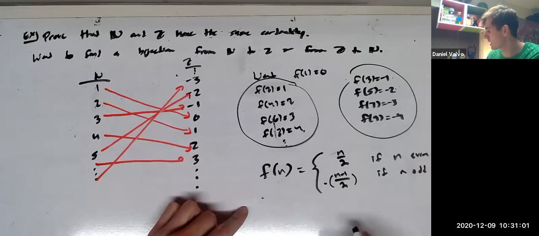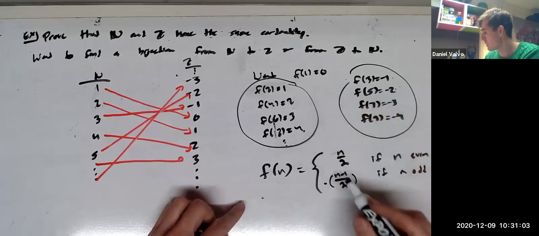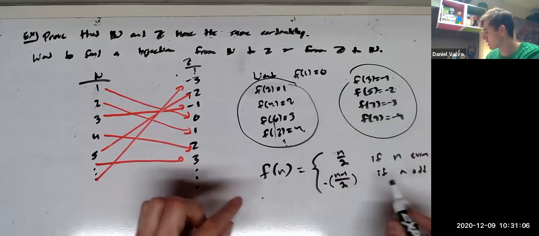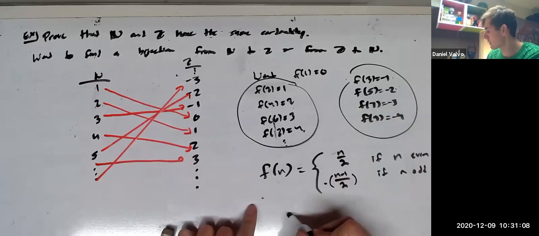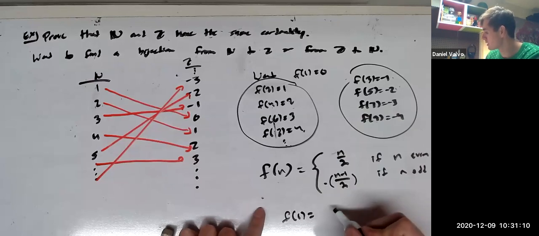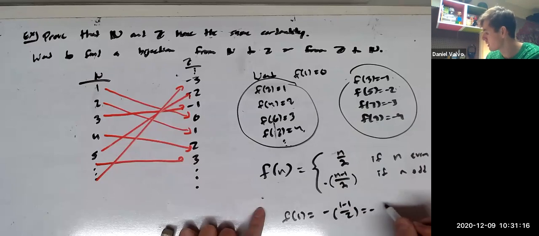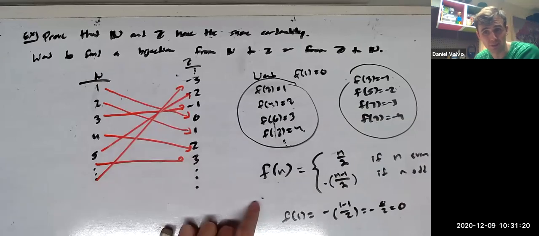And now the last thing to fill in, I guess, is f of 1 equals 0. But that might actually work already. So right now the function as we have it, let's see what happens when you plug in f of 1. 1 is odd, so in this case we get -(1 minus 1) over 2, which is -0 over 2, which is 0. Awesome, so it already works. We don't need a special case for that. It just happens to work as is.